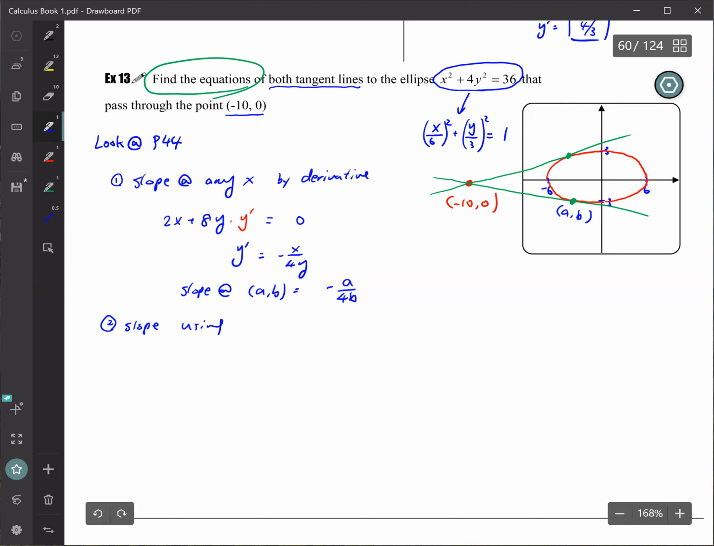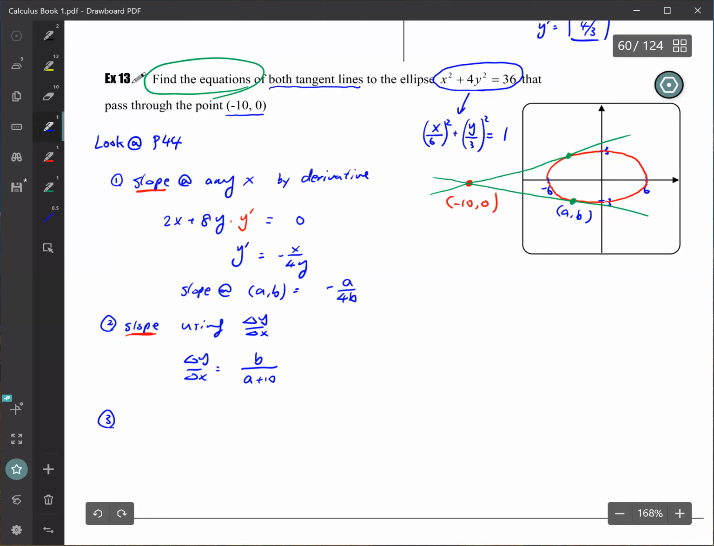using rise over run, right? Rise over run between the point that they give you and the tangent point. So rise will be b minus 0. So everyone got this part correct, okay? And then a minus negative 10 will be a plus 10. So both of them are slope, okay? Both of them are slopes for the tangent line. So they should equal each other, right?